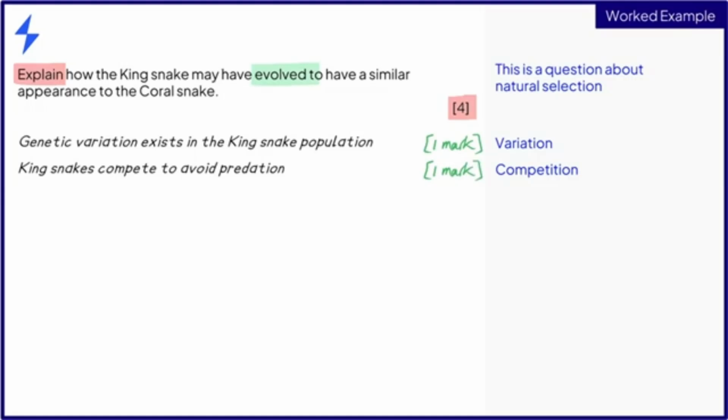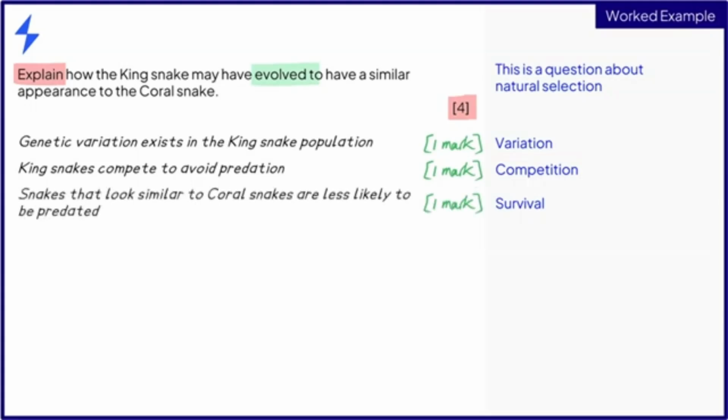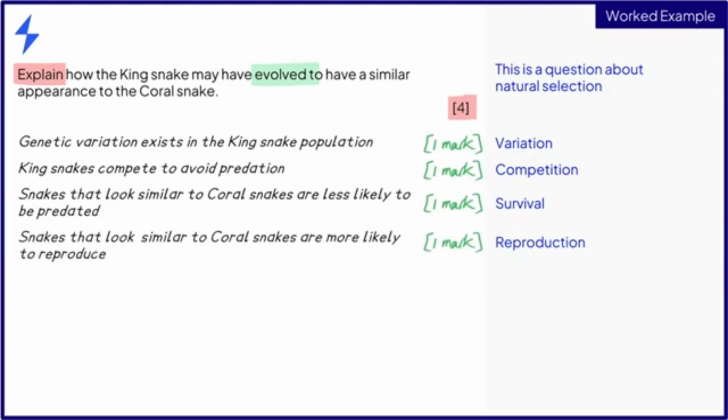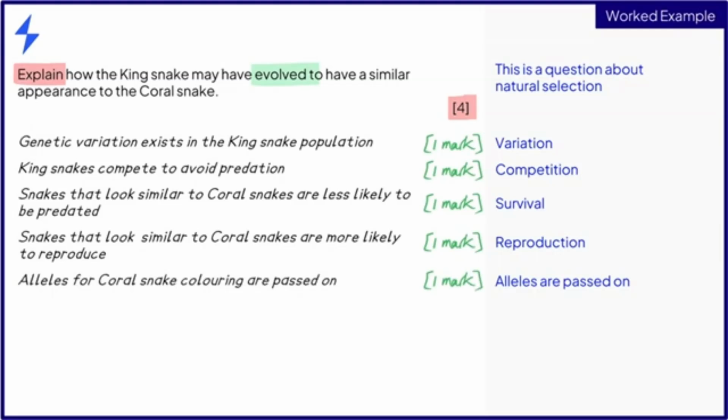There must be an advantageous characteristic that increases survival chances. Here the king snakes that have colouring that is more similar to that of the venomous coral snakes are able to deter predators, so they are more likely to survive. Survivors have increased reproduction opportunities, so the king snakes that look like coral snakes are more likely to reproduce. Reproduction allows advantageous alleles to be passed on. Here the alleles for coral snake colouring are passed on. The result of this is that the advantageous characteristic of coral snake colouring becomes more common in the king snake population.